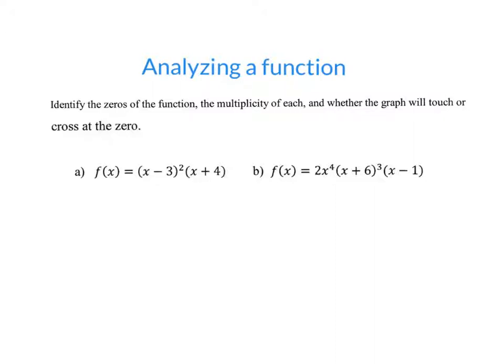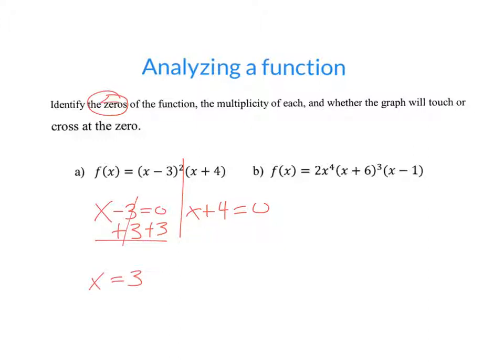So the first example, I'm going to first solve for my zeros, and you do that by setting each piece equal to 0, the inside. So don't really worry about the power. We're just going to set the inside equal to 0. And this will get our values of our zeros, where your graph crosses the x-axis. So right now I know that my graph crosses the x-axis at 3 and -4.